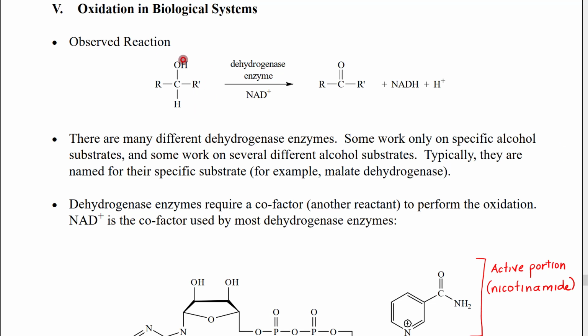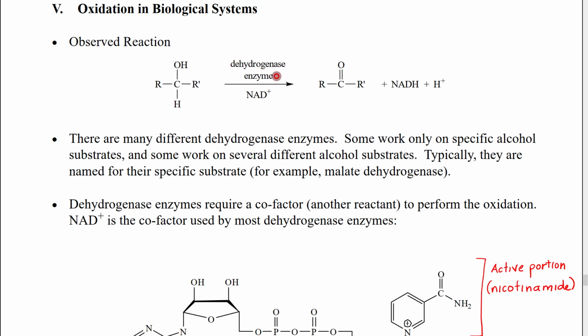So if we had an enzyme that was removing hydrogen, we would call that a dehydrogenase enzyme. Many people pronounce these dehydrogenase. So what we see is that dehydrogenase enzymes most definitely exist in biological systems. There's a wide number of them. Some of them work on a whole bunch of different alcohols, and some of them literally only work on one specific alcohol with one specific structure.